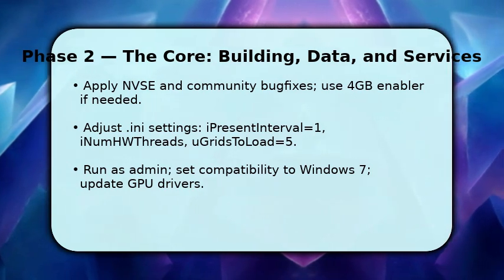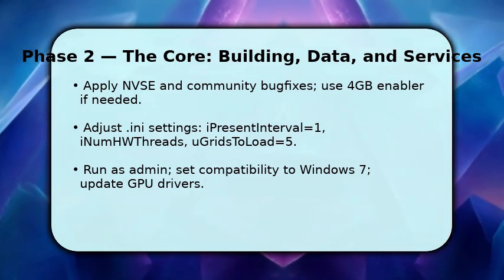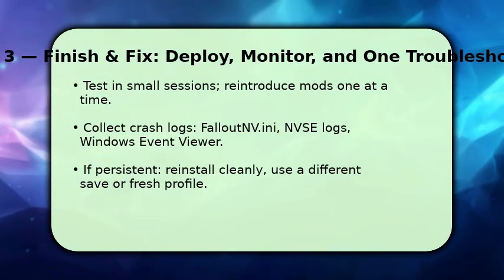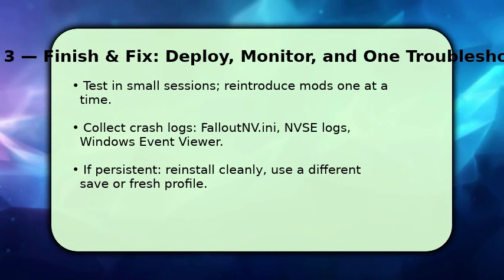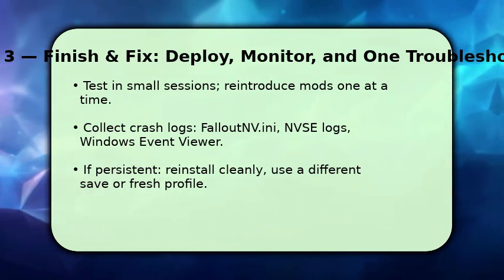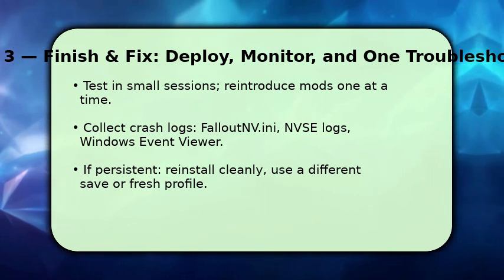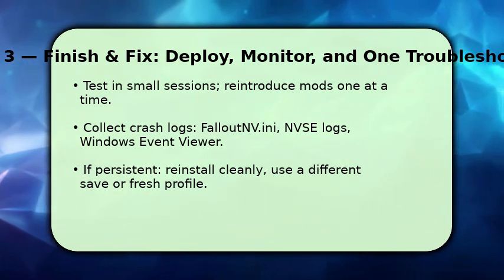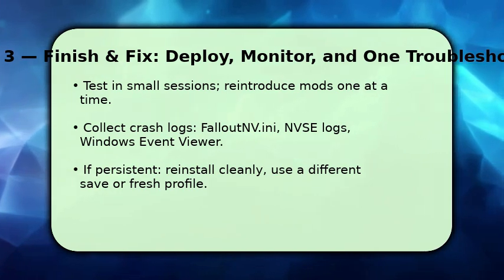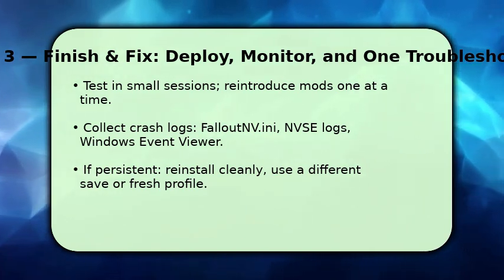You finish by testing stability in short sessions and reintroducing mods one at a time so you can spot the offending plugin. Make sure to collect crash evidence, NVSE logs, Fallout NV INI snapshots, and Windows Event Viewer entries to identify patterns. If crashes persist after targeted fixes, create a fresh install and test with a new save or profile, because some corruption is save-specific.